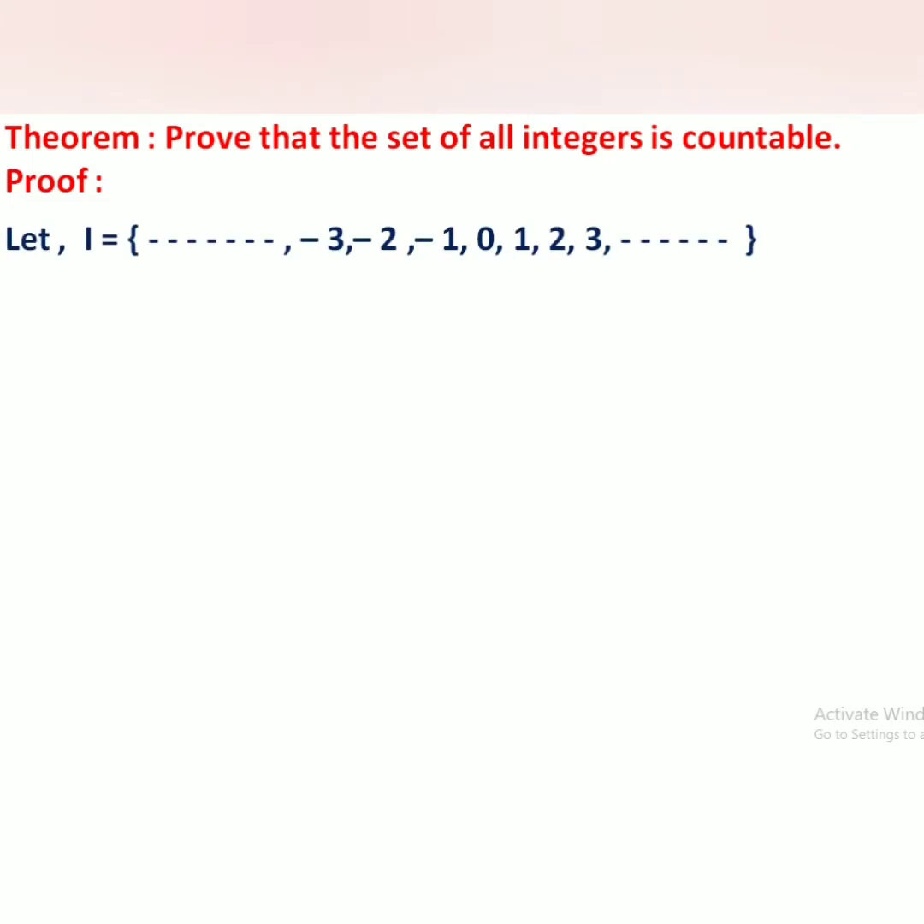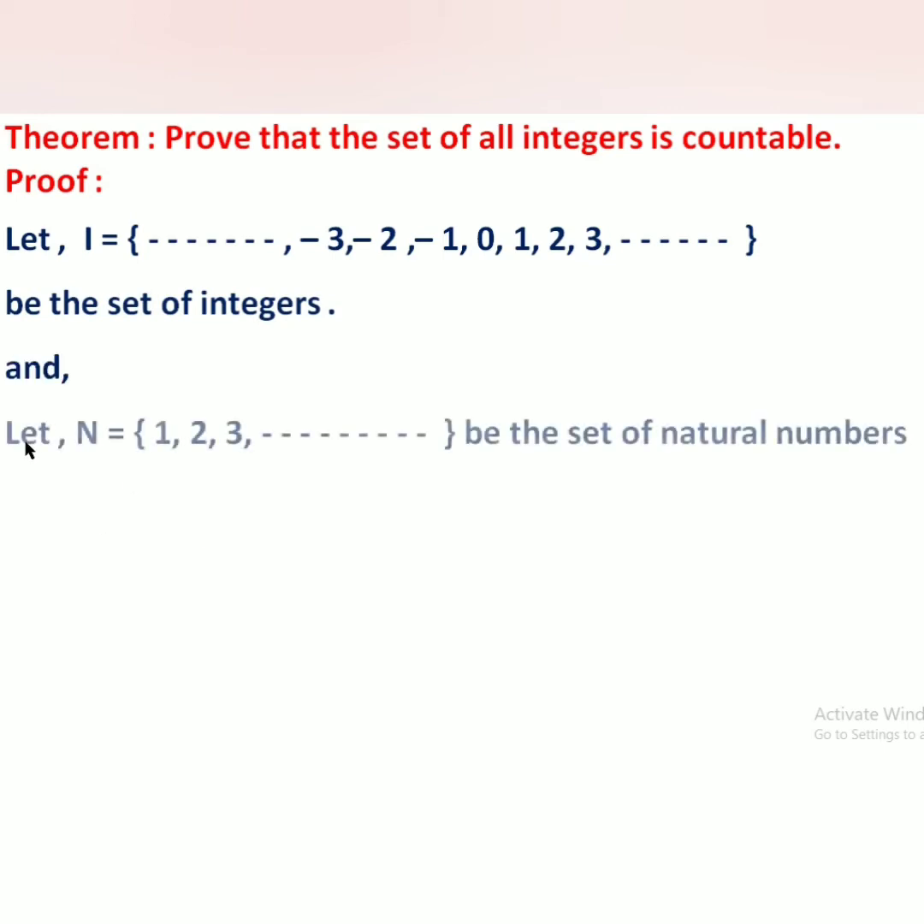Let the capital letter I denote the set of integers. The set of integers is the non-negative integers 0, 1, 2, 3, 4 and so on, and the negative integers minus 1, minus 2, minus 3 and so on. That is the set of integers I.